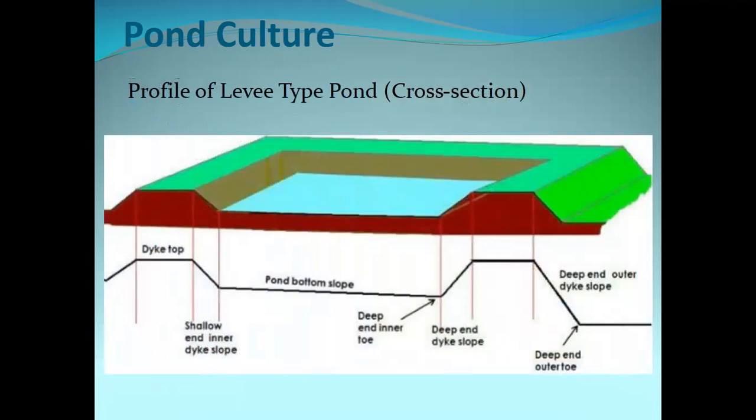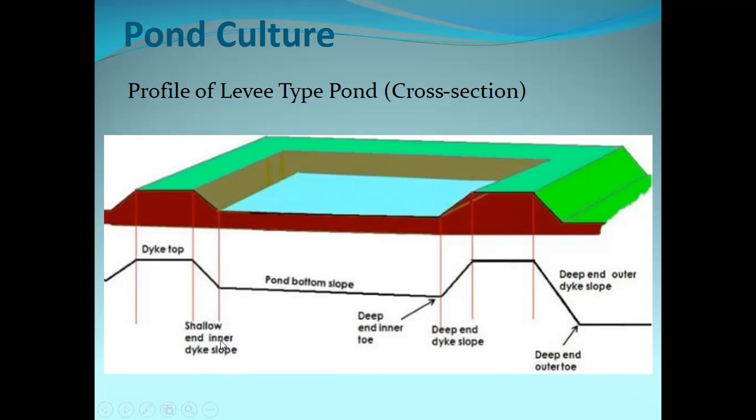Right. So as I said before, the levee type ponds are the most common. And this is basically a cross-sectional profile of a levee type pond. If we look at the colored photo at the top, where the mouse is pointing, the light blue area is really the water, and the green area is something called the dike.